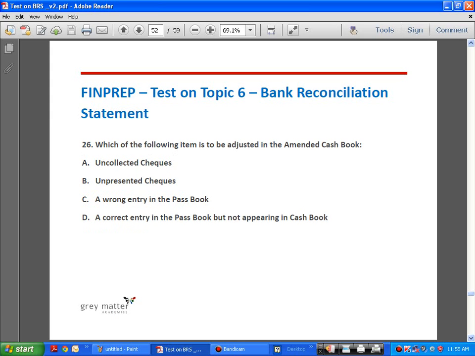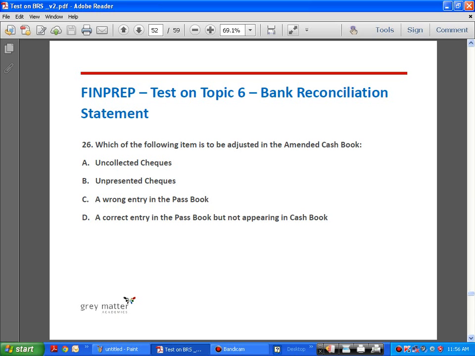Next, which of the following items is to be adjusted in the amended cash book? Right, so I'll just tell you what this amended cash book means. Amended cash book means cash book that has been adjusted, or cash book balance that has been amended for all the errors and omissions made by the customer. So the balance of cash that is to be shown in the balance sheet will be the balance as per the amended cash book.